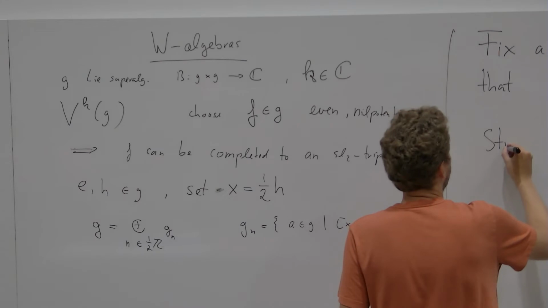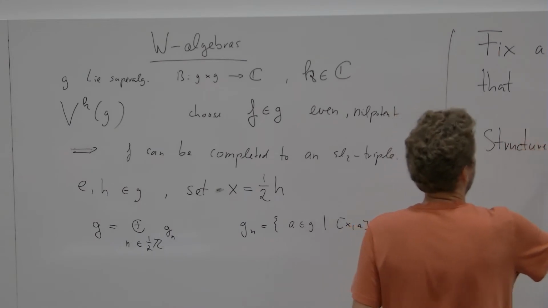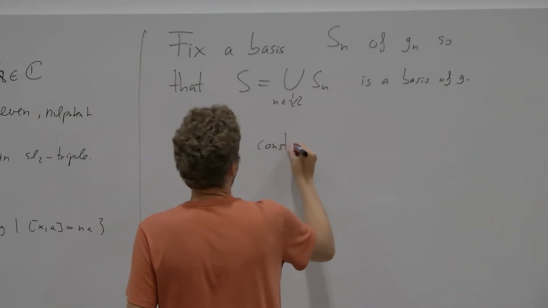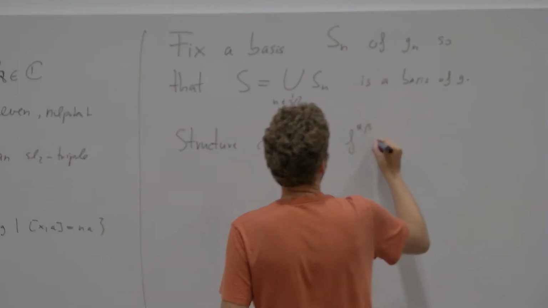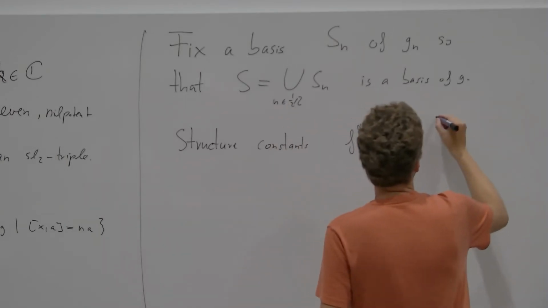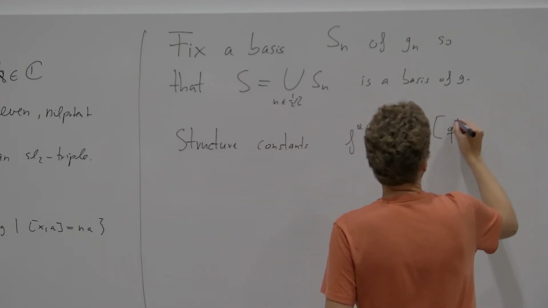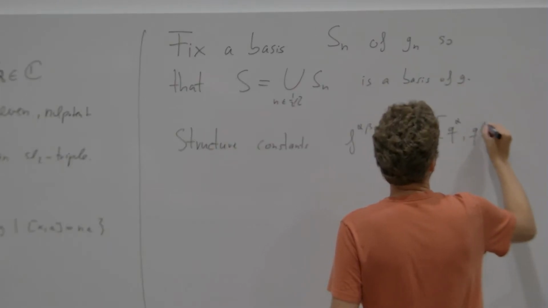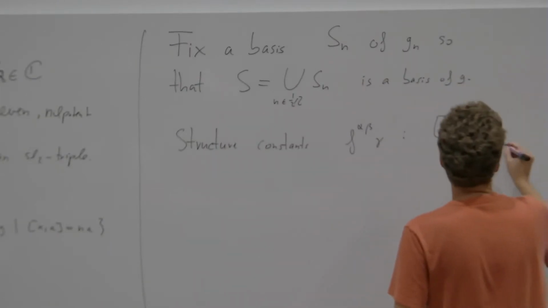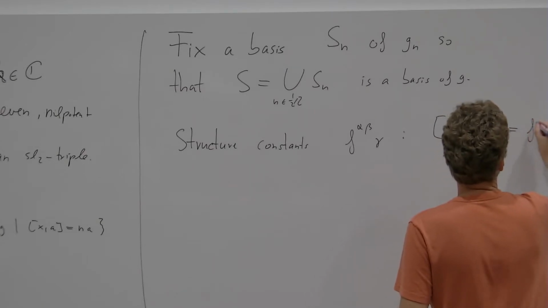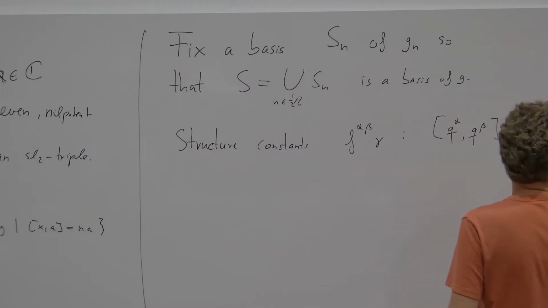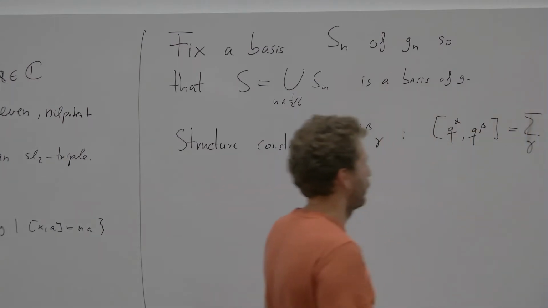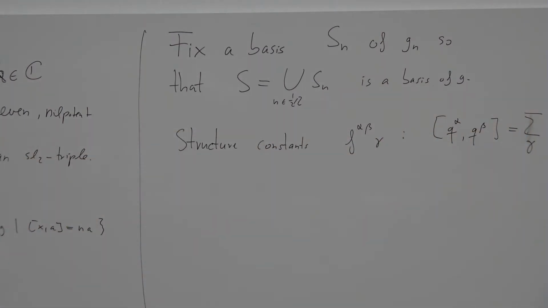We need to have some quite explicit formulas. Structure constants F alpha beta gamma: we take two basis vectors, we denote them Q alpha and Q beta, and then we can expand their bracket in terms of our basis, and the expansion coefficients are called structure constants. Okay.